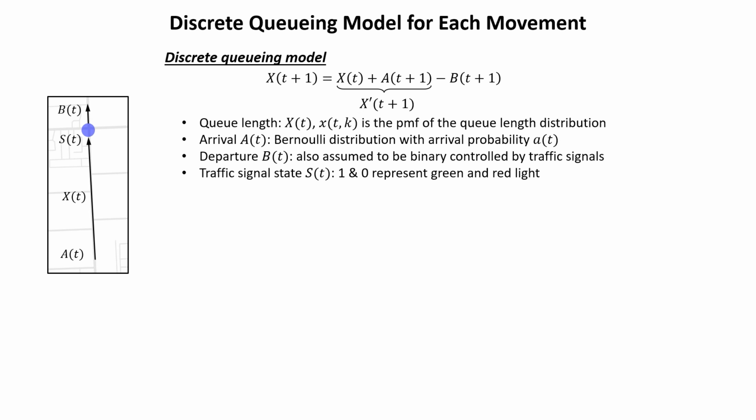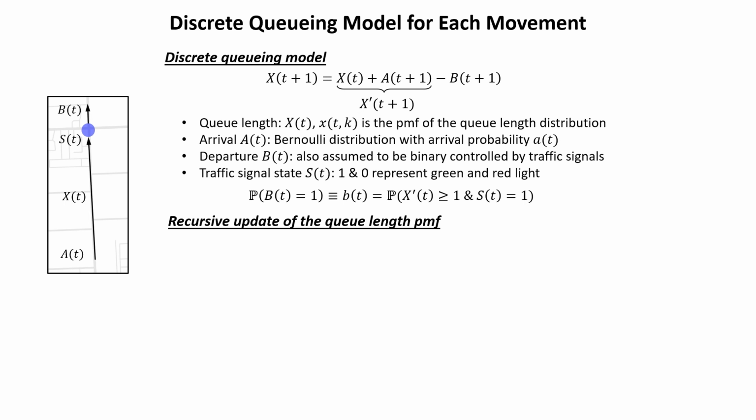Uppercase X_t is the queue length, while lowercase x_t^k is the probability mass function of the queue length distribution. X prime is the queue length after the arrivals but before the departure. The arrival probability at each time step is assumed to follow a Bernoulli distribution, and the departure is controlled by the traffic signal in a binary setting. The departure probability is calculated by the joint probability of x prime being larger than or equal to 1 and the probability of a green light.